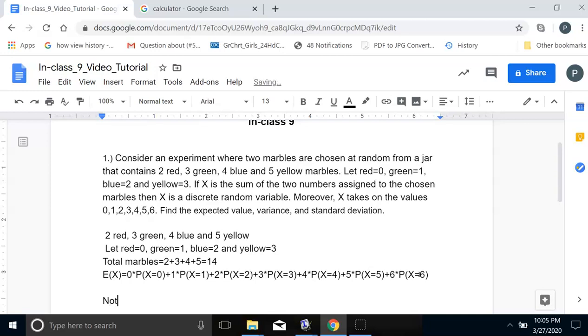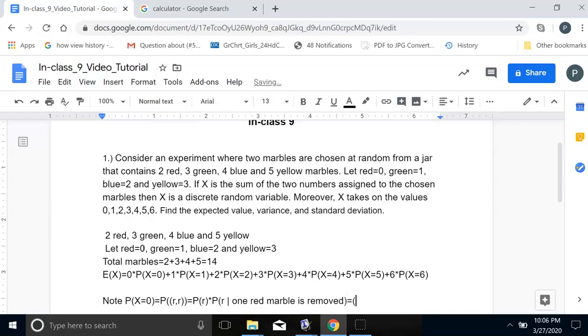So note here, the probability that, say, x is 0. Well, here's my assignments. So x is the sum of the 2 marbles. So if we look at it here, I need to get 2 reds in order to add up to 0. So it's going to be the probability of getting red, red. And that's going to be the probability of getting red on your first pick times probability of getting red on second pick, given that 1 red marble is removed.